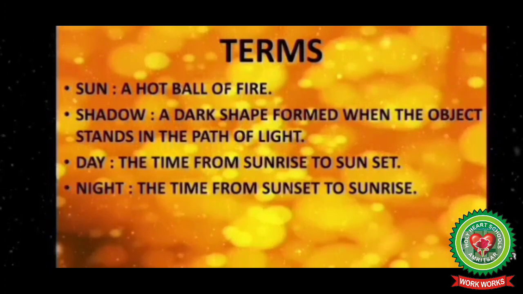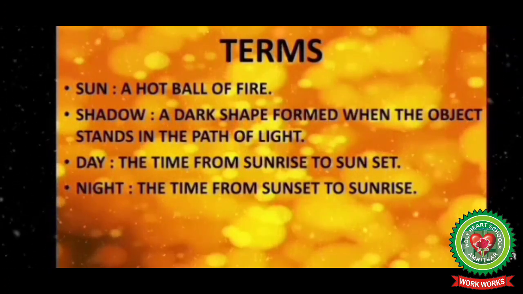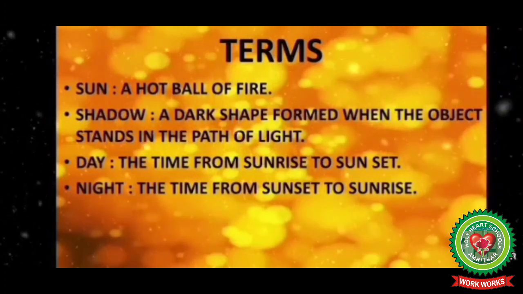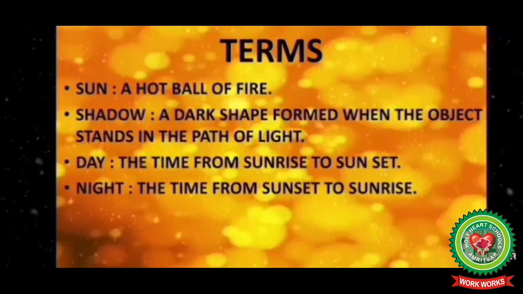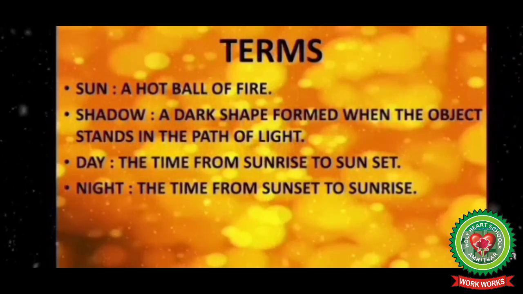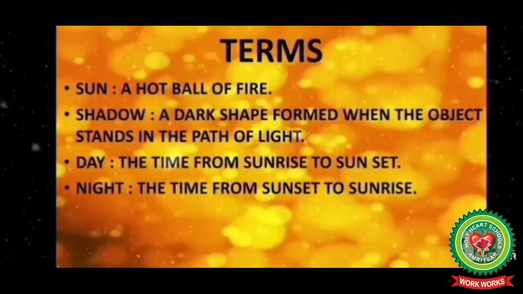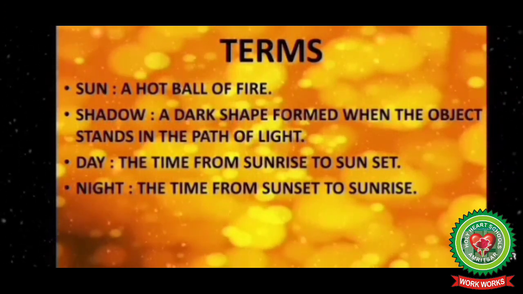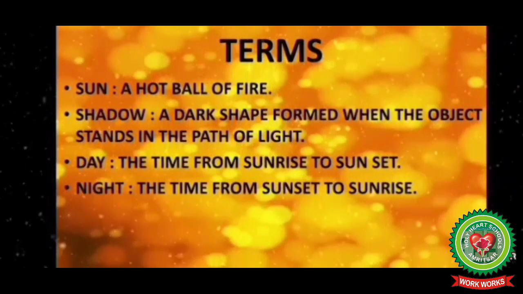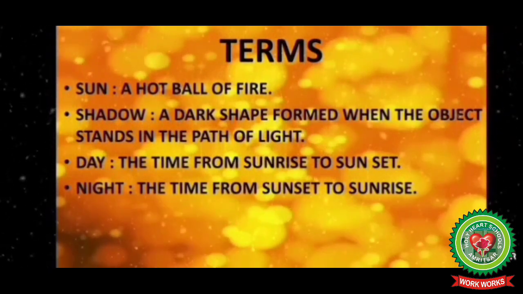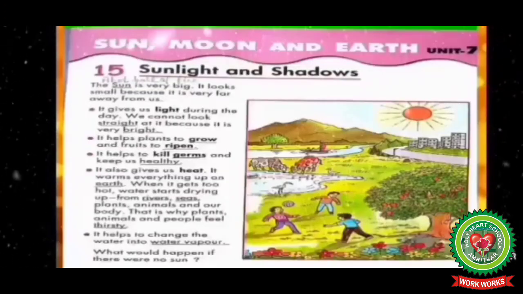Now students, before starting this lesson, let's discuss some important terms of this lesson. Number 1 is sun, a hot ball of fire. Shadow, a dark shape formed when an object stands in the path of light. Day, the time from sunrise to sunset. Night, the time from sunset to sunrise.